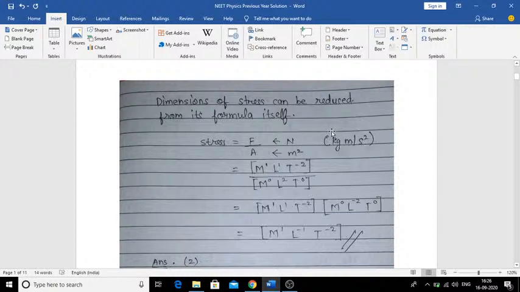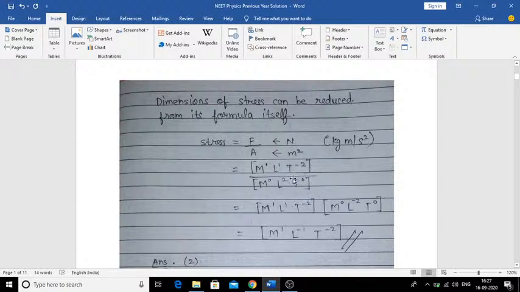So writing this in dimensions, kilogram will give you mass to the power 1, and then meter will give you length to the power 1, and this second square is T raised to minus 2, because this is in the denominator, so this will become minus 2. And similarly for area it is meter square, so it will only give the dimension of length as 2, and this will become M0 L2 T0.